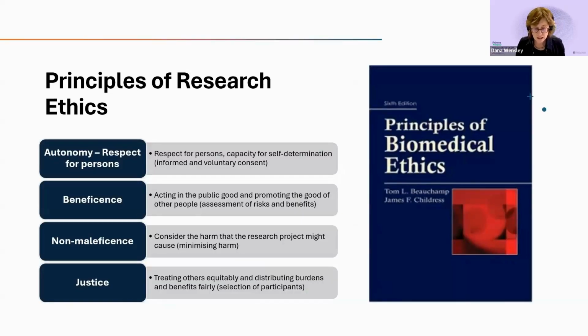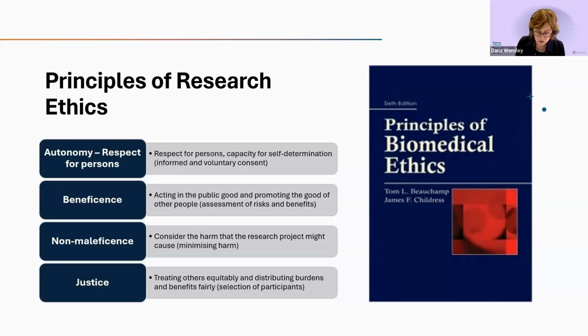So research ethics has a pretty established body of rules and guidelines that all ethics committees follow. Up on the screen now are the four main principles of research ethics that are still in place and still in our National Ethics Advisory Committee guidelines. They are autonomy, beneficence, non-maleficence, and justice.